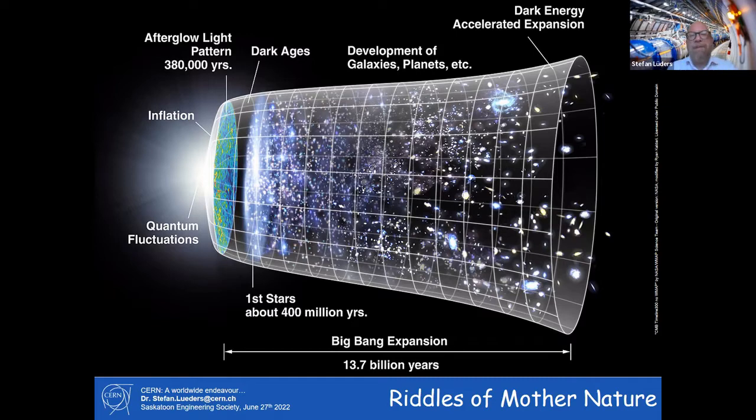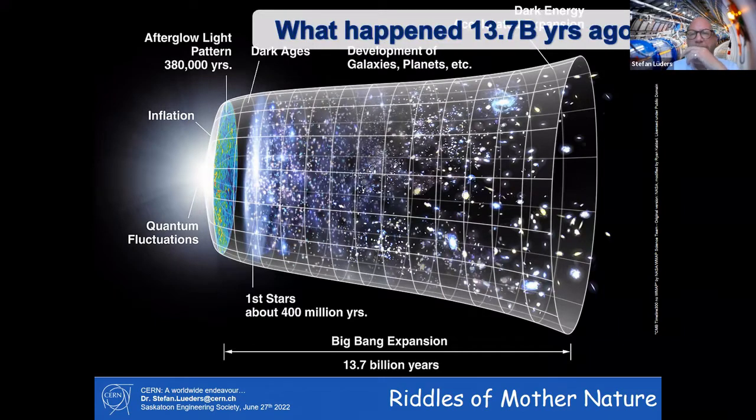We can produce the same energy densities just right after the Big Bang. Of course, not the total energy, because if we could produce the total energy, we would destroy the universe. And I still have a good sense of living, and I don't want to see this universe destroyed. So the basic questions are, what happened right after the Big Bang? What were the rules of Mother Nature at this particular time?